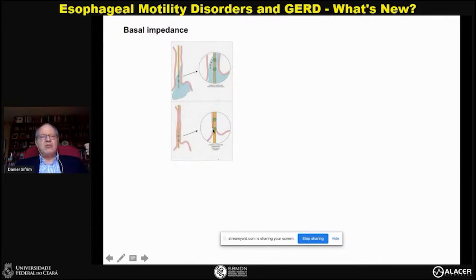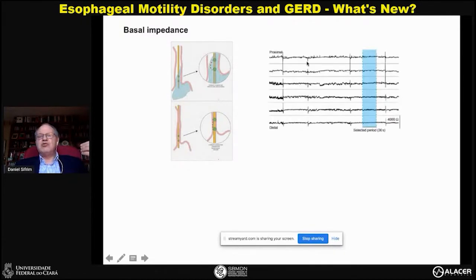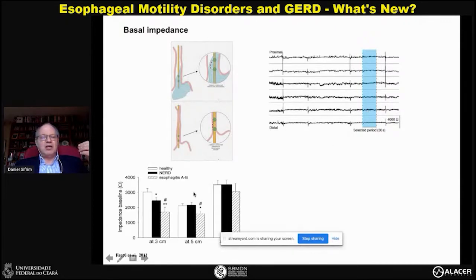In other words, when the mucosa is leaky and there is a lot of ions moving around, the impedance is low. When we look at an impedance tracing during a period in which there are no swallows and no reflux, we are looking at this situation, where the electrodes are in contact with the mucosa. In a normal subject, the mucosa has a high impedance, around 3000. In a patient with esophagitis, the mucosa is leaky and the impedance is lower, below 1500.